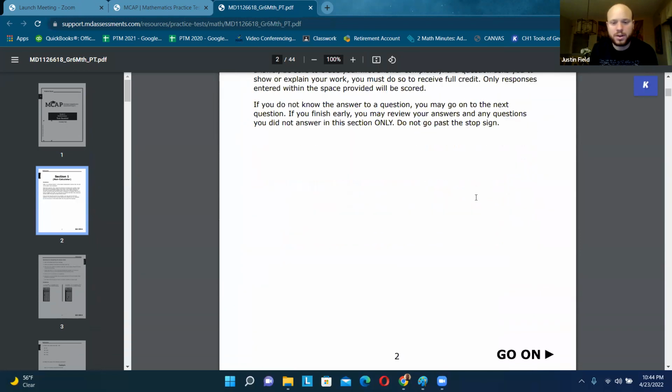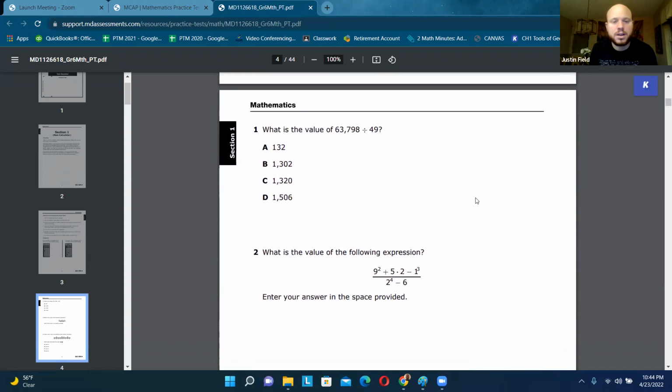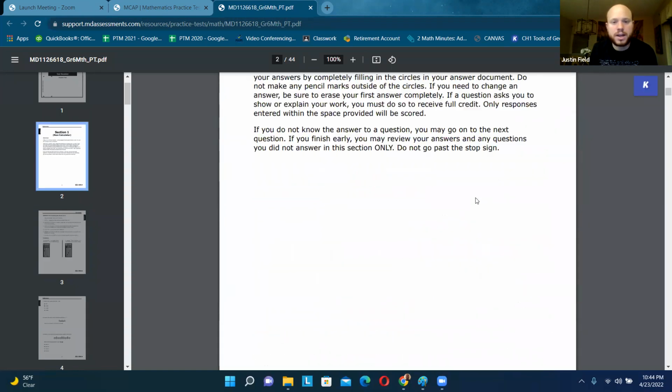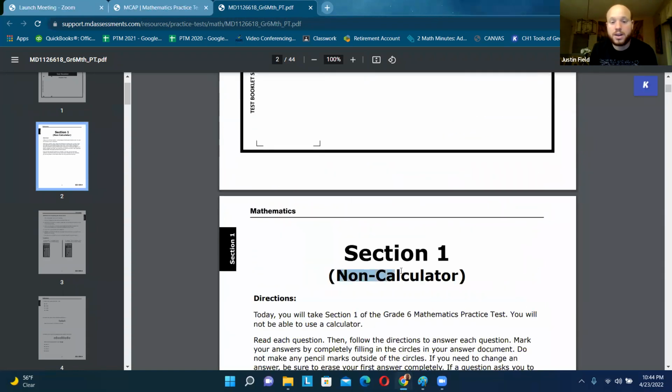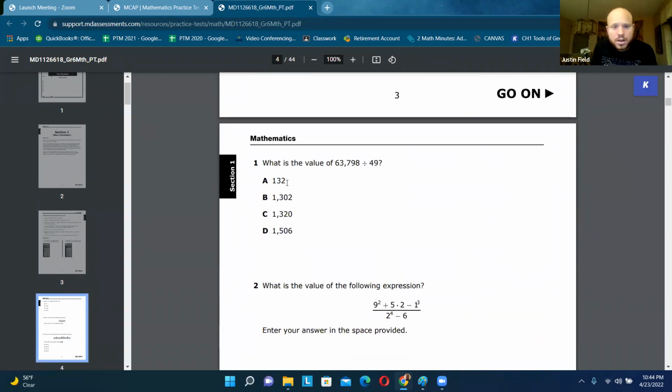All right, so we are going to go through the solutions here, starting with the first section. And the first section is non-calculator. So I don't have a calculator. I'm going to be Googling stuff. Let's go.